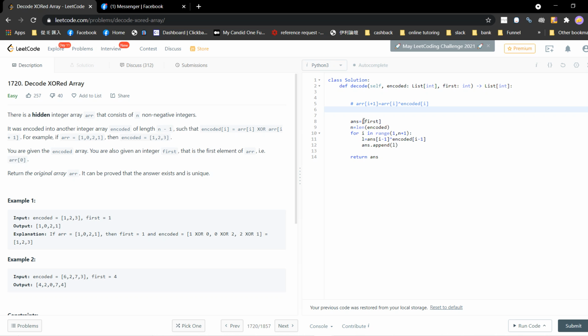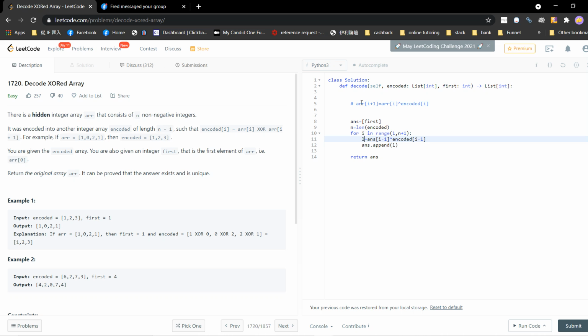So the answer starts with first, and let's say n is the length of encoded, then for i in range 1 to n plus 1, just write down the definition. Let L be the next one, right? It's arr[i-1] XOR encoded[i-1], and you use answer to append L, so your list will keep growing. Finally you return answer.